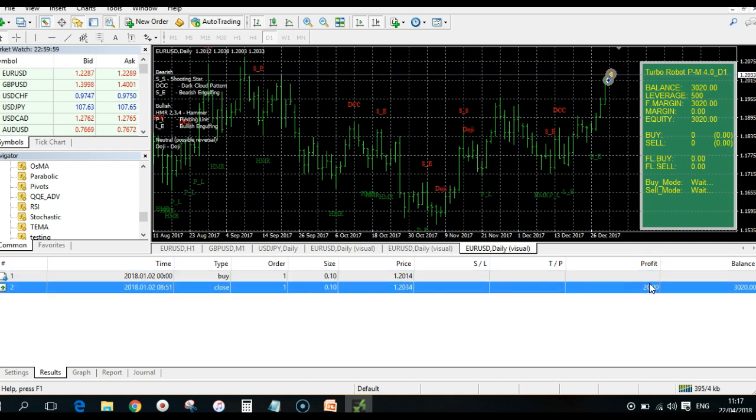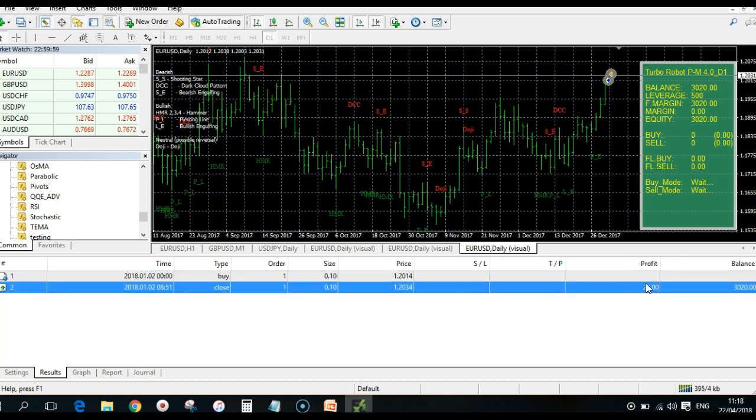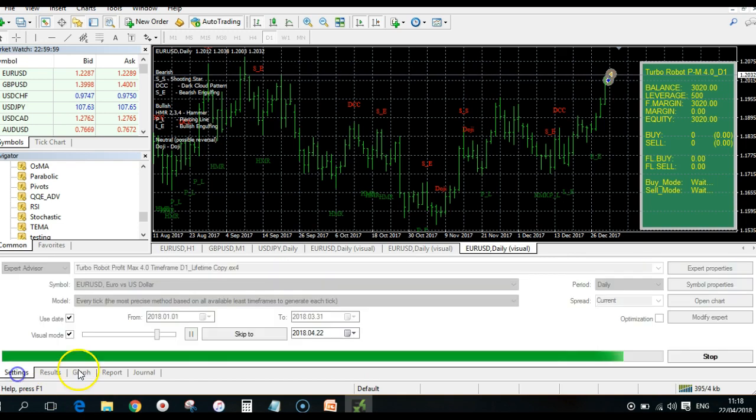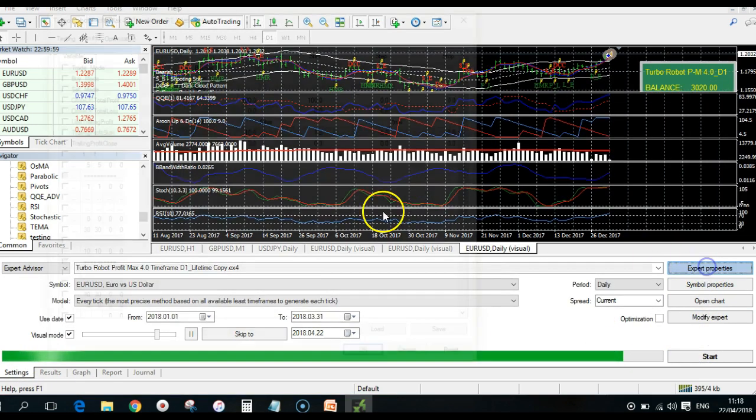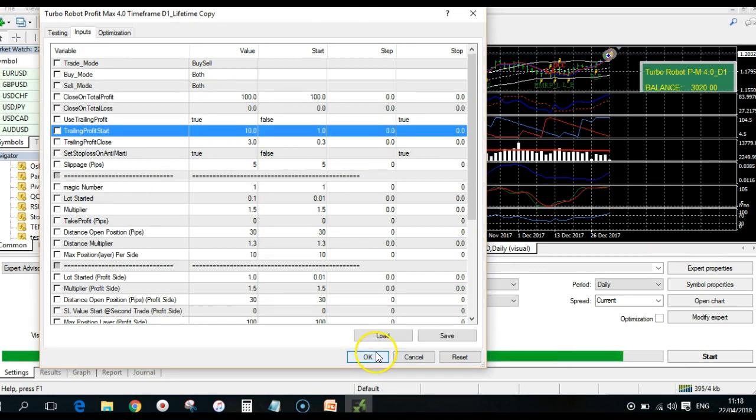So your settings, your TP and your tick value, how much, only you can add in your settings over here. All right, your trailing profit. Okay, so that is for trailing profit.